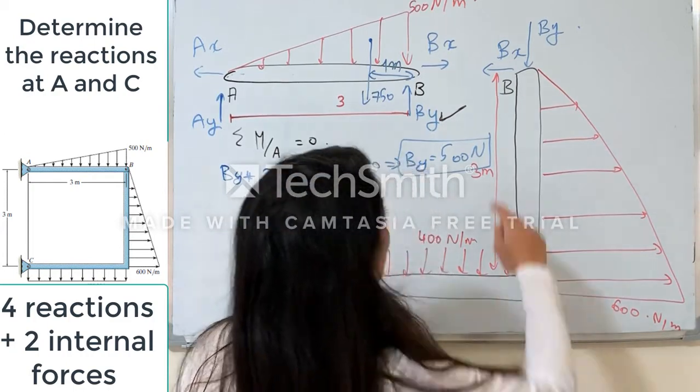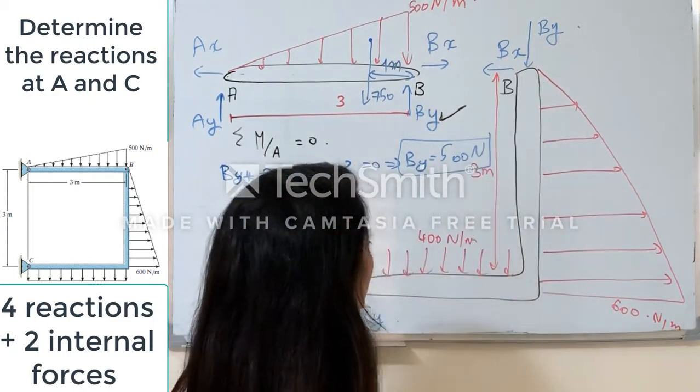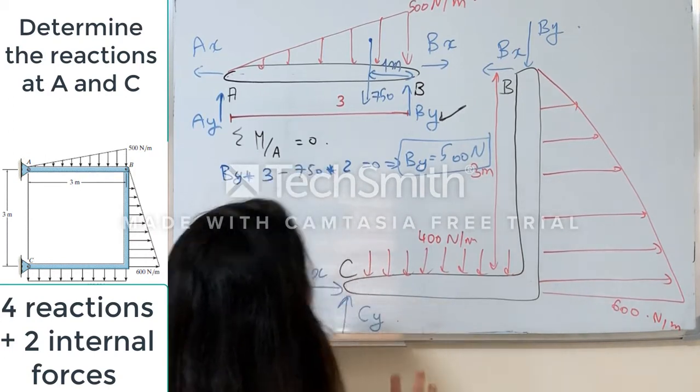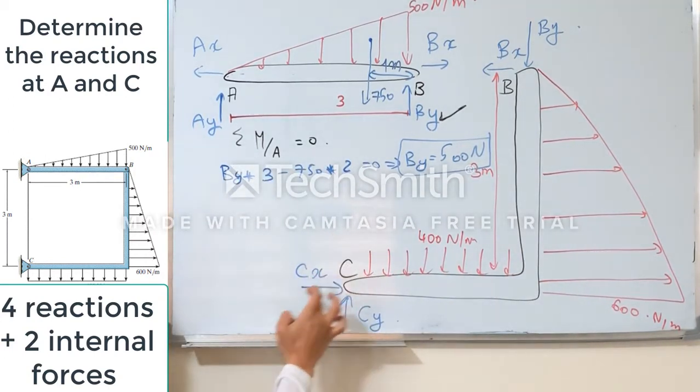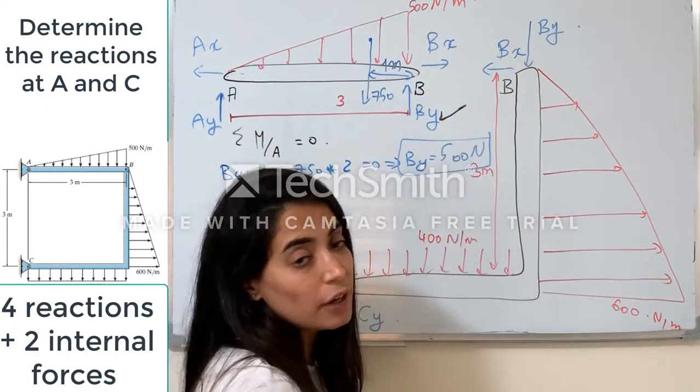So here, guys, how to find Bx? I know By. How to find Bx? Basically, guys, if I take the sum of moments around C, I can get rid of these two unknowns. So I only have one unknown, which is Bx, so I can find it.